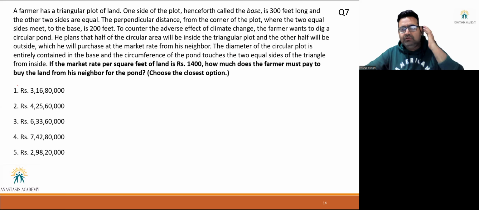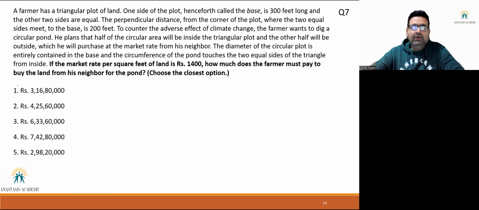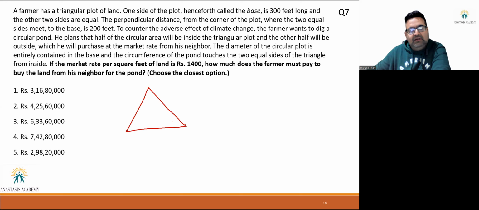Question 7. Again, a lot of story to read. Let's read it together. A farmer has a triangular plot of land. One side of the plot, let's call it base, is 300. The other two are equal. So while writing also you can create that diagram. So there is a triangle. It's an isosceles triangle. This side and this side are equal, and the base is 300.